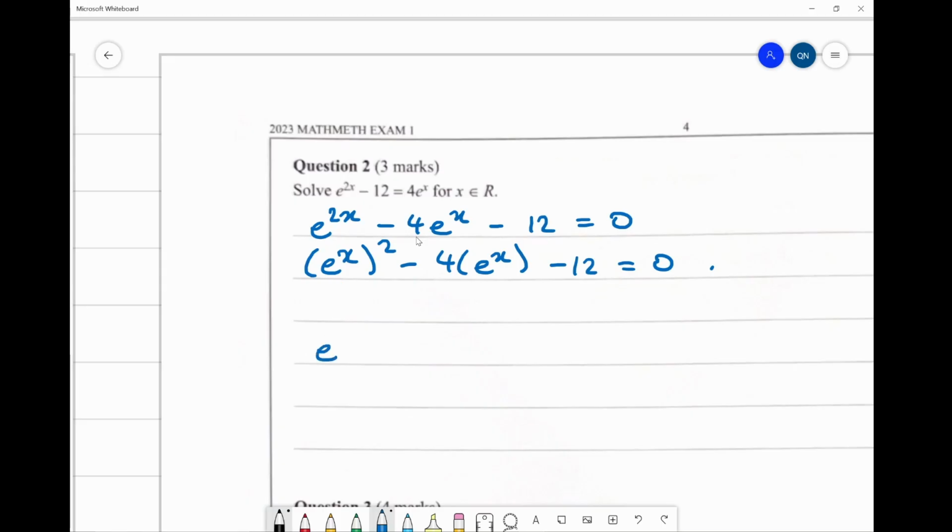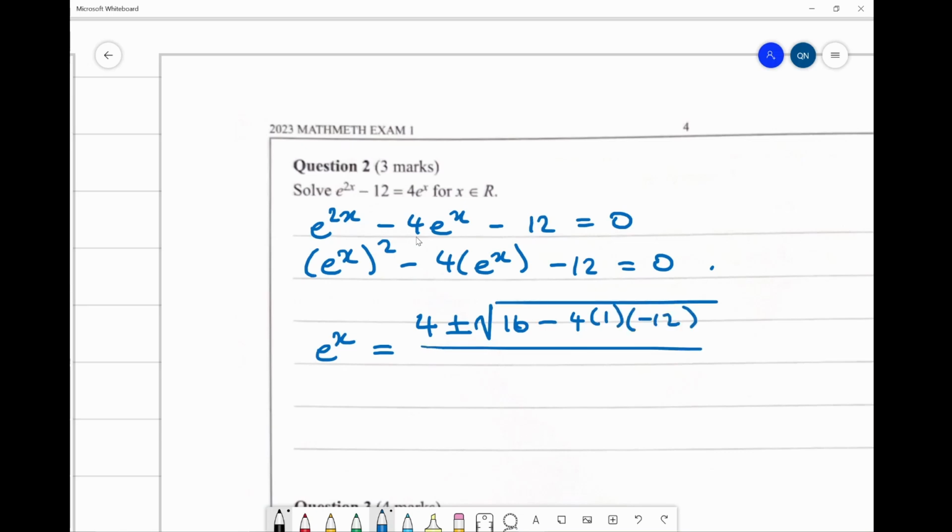So applying the quadratic formula, we get e to the x is equal to, we have a minus b, which is 4 in this case, plus or minus the square root of b squared, which is 16, negative 4 squared is 16, minus 4 times a times c, which is negative 12. And this is all divided through by 2 times a, which is 2. So this is 4 plus or minus square root of 16, and then we have a plus, what's 4 times 12. So this is b squared minus 4ac, which is 4 times 12.